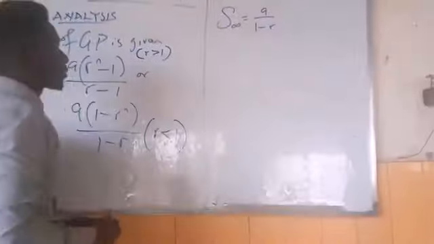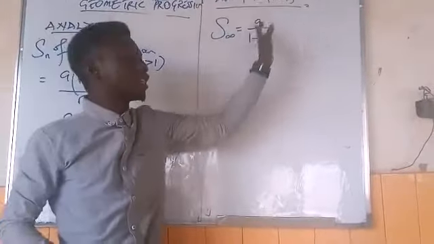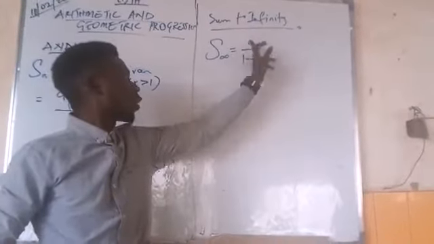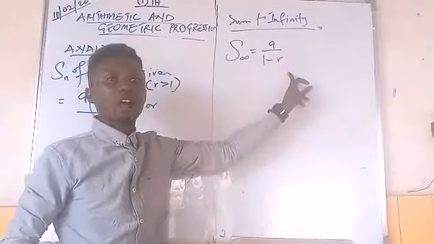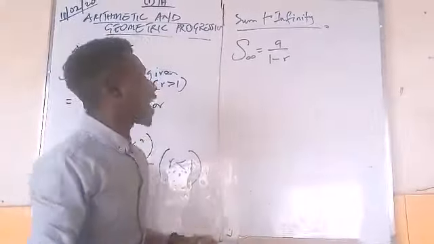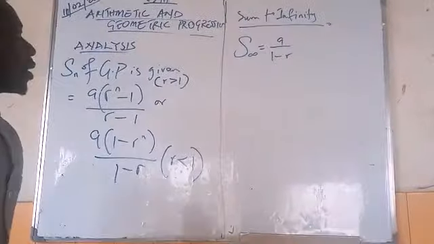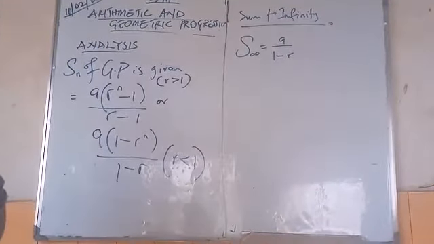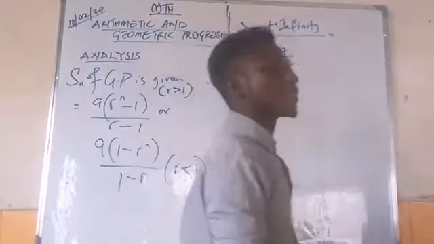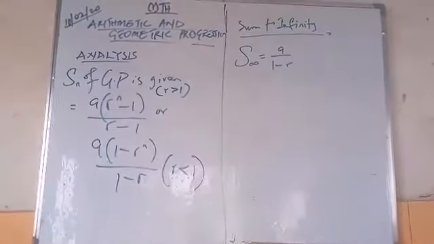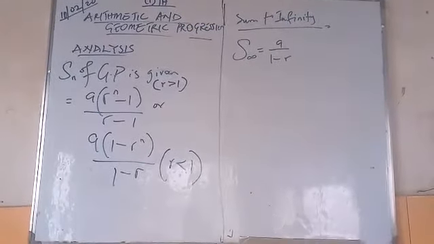So now, we say sum to infinity is what? A over 1 minus R. What is A? First term. What is R? Common ratio. It's as simple as that. But how will you know that this question is coming from sum to infinity? In most cases, sum to infinity terms is not up to 1. It's not always up to 1. It can be up to 1.